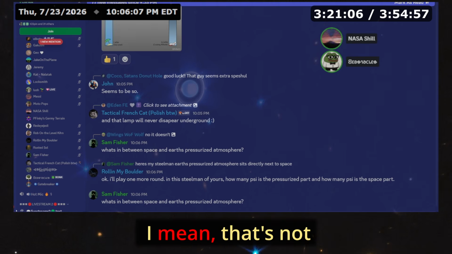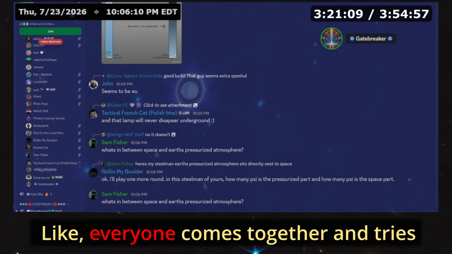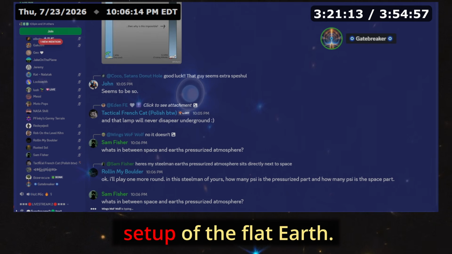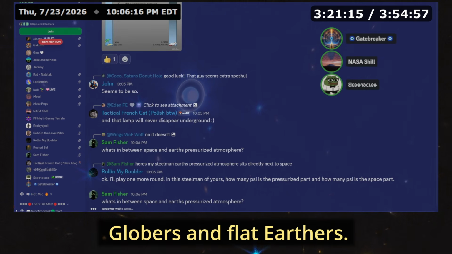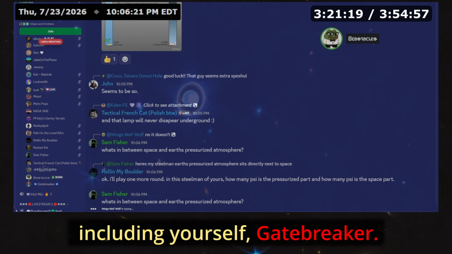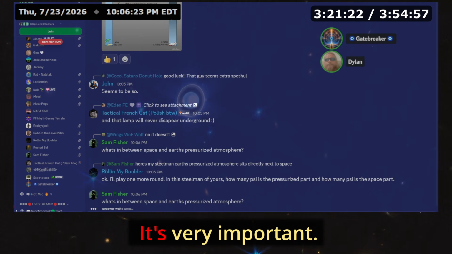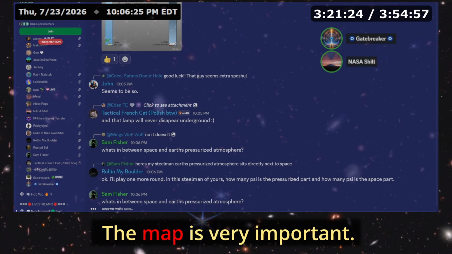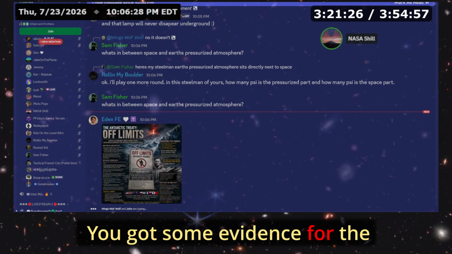Okay, cool. I mean, it's not really a good argument. Everyone comes together and tries to find their ultimate setup of the flat Earth. But besides globers going globe and flat earthers going flat Earth, we have a bunch of smart people here, including yourself, Gatebreaker. Do you got some evidence for the flat Earth today, Gatebreaker?